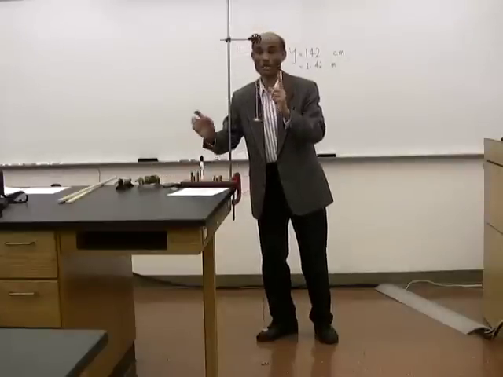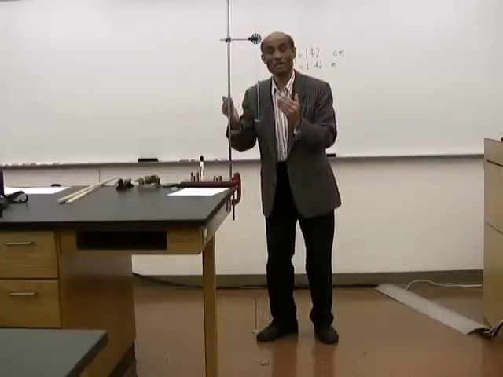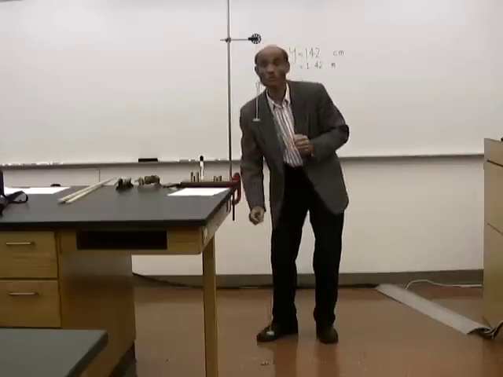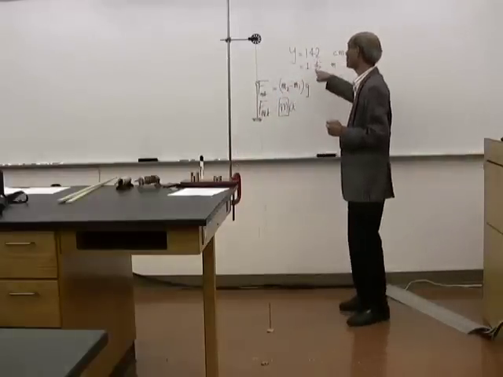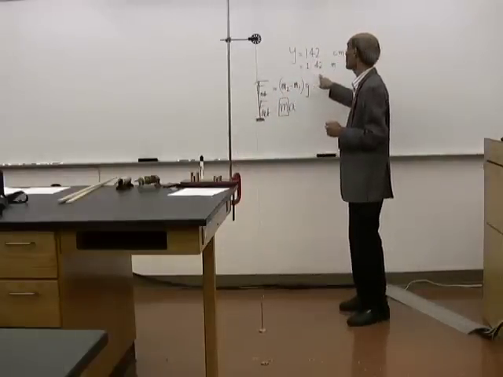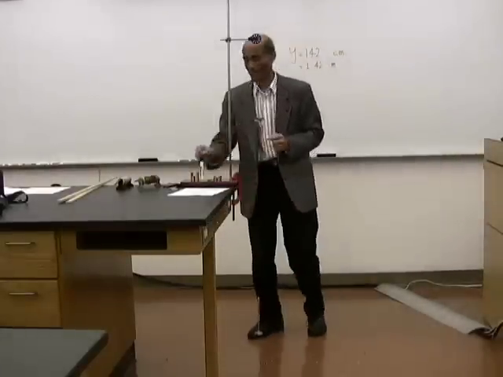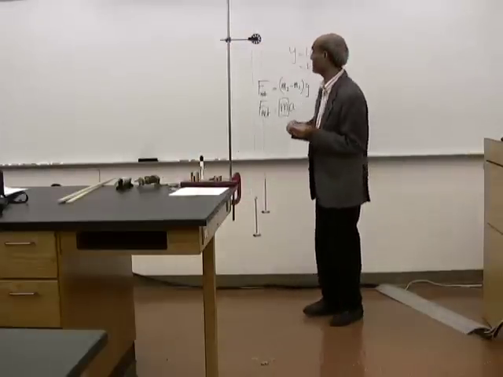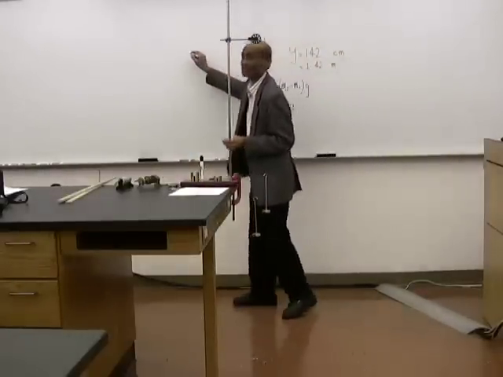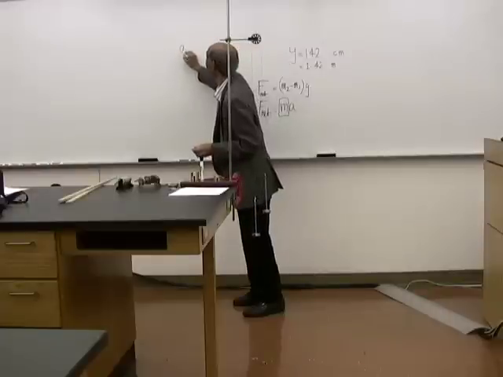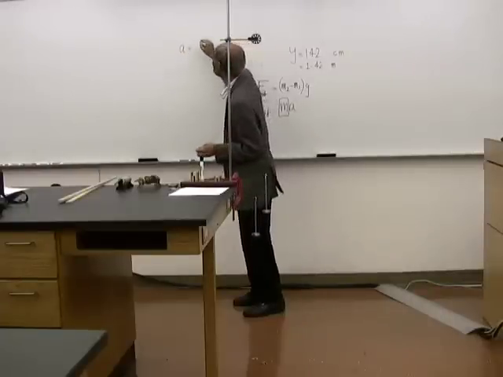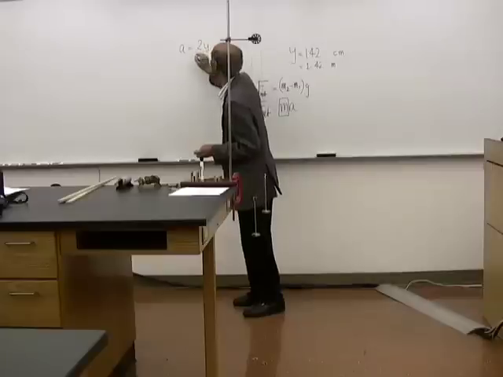So you got 3 times. Find the average time, the time taken for the mass M2 to fall through what distance? Y equal to 1.42 meters. Now once you have the average time, calculate the acceleration of the system using the equation a equal to 2y divided by t squared.